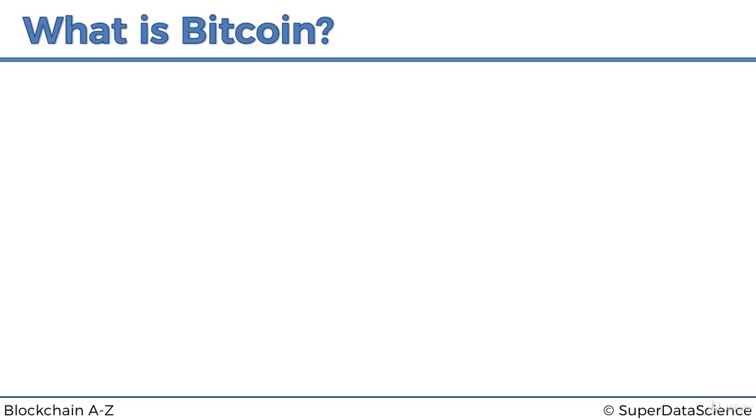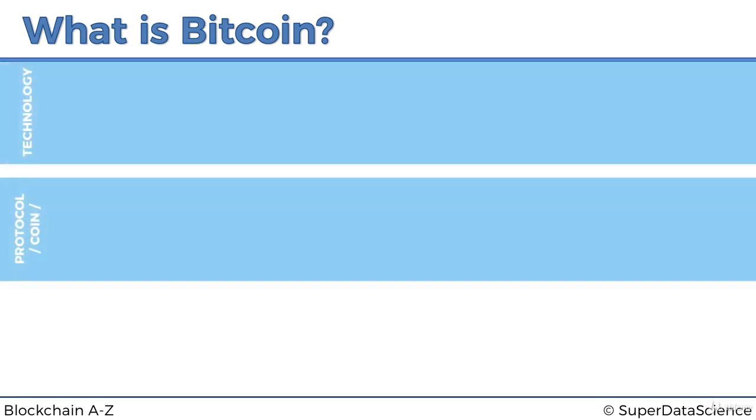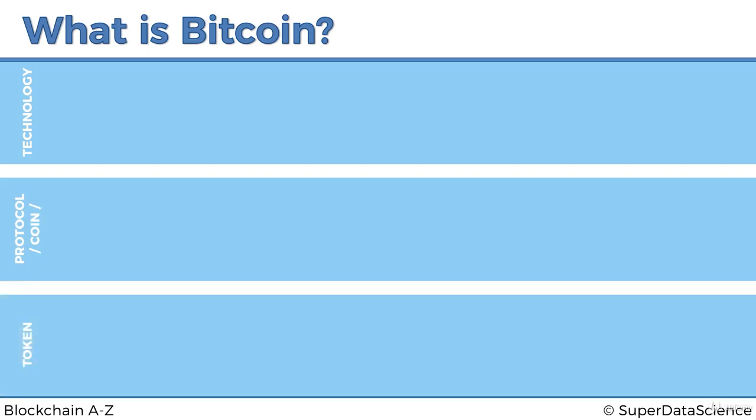In the crypto world, there are 3 very important layers. Layer 1 is technology. Layer 2 is protocol and also includes coin. And layer 3 is token. And this is going to be our roadmap of where everything fits in, how the puzzle comes together. At the top, we've got blockchain. That is the technology that we've been talking about in module 1, and we've discussed in detail. We know how it works.